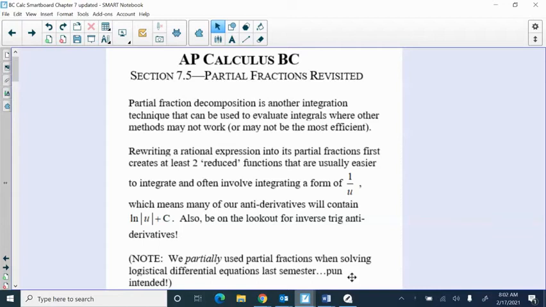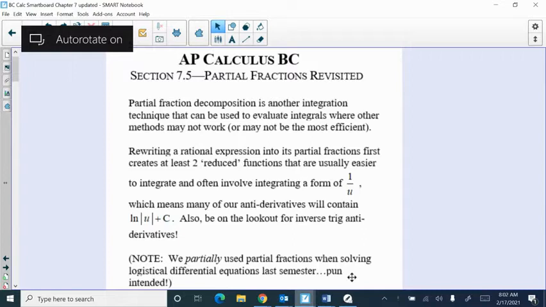Okay, so in this video, we're going to look at partial fractions and revisit that. Partial fraction decomposition is something that we looked at in logistic differential equations. And I like my little pun, we partially used partial fractions, right? But sometimes that might help us integrate functions, especially if they are quotients.